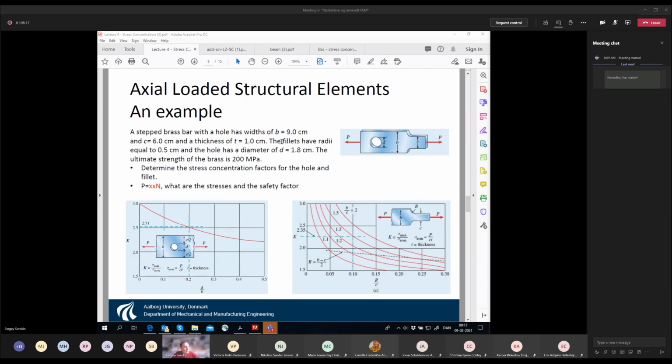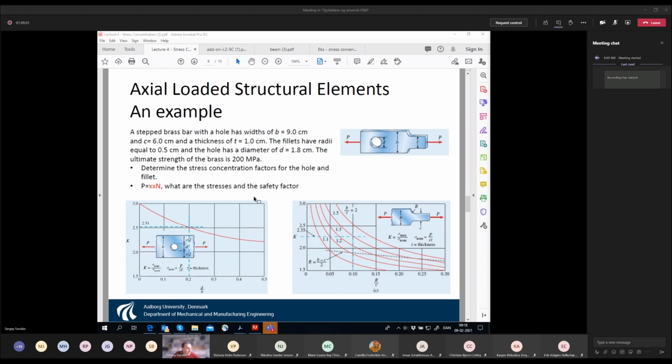Now this is the example. I'm not going to do the numbers here, but this is just again how it's formulated. So we have the specimen, and we know that this specimen has two stress concentrators, a hole and this fillet, and then we are provided with the dimensions. So what is the width, what is the thickness, and what are the material properties. So this is the ultimate strength. And then what we need to do is find the stress concentration factors, and then for a given force, what is the safety factor.